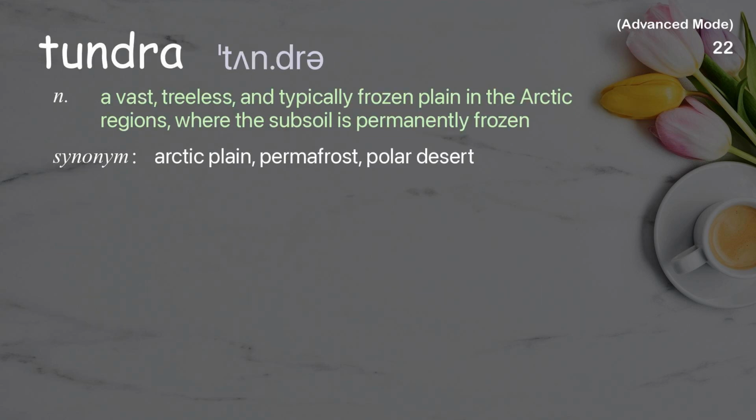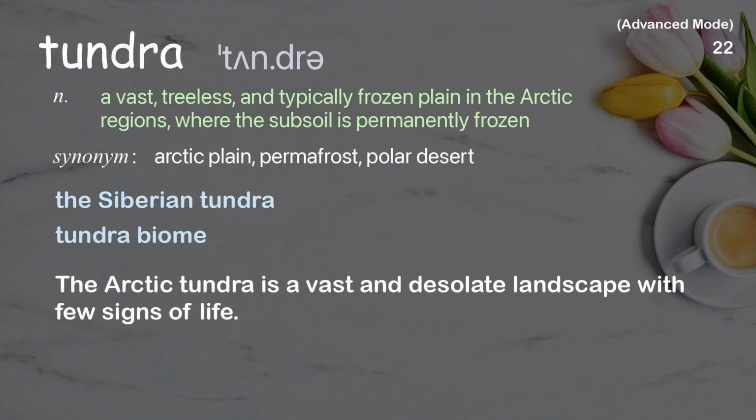Tundra. A vast, treeless, and typically frozen plain in the Arctic regions, where the subsoil is permanently frozen. Examples: the Siberian tundra, tundra biome. The Arctic tundra is a vast and desolate landscape with few signs of life.